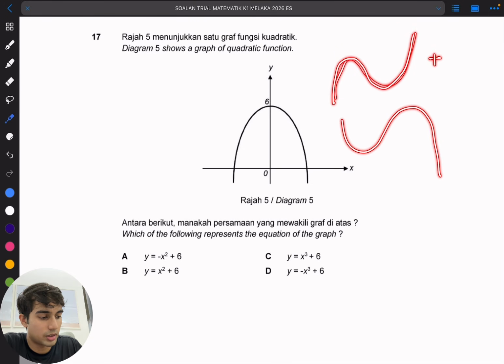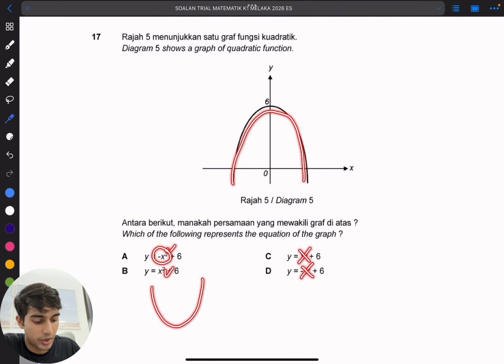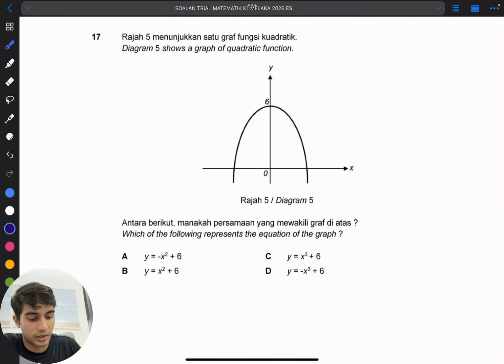Okay, this is a positive cubic graph. This is a negative cubic graph. So here it's not a cubic graph, so it's not x cube. It is x square, and x square has to be negative because sad face. If x square is positive, you'll get a happy face. So answer A, negative x square plus 6.